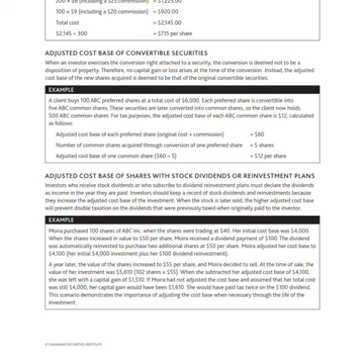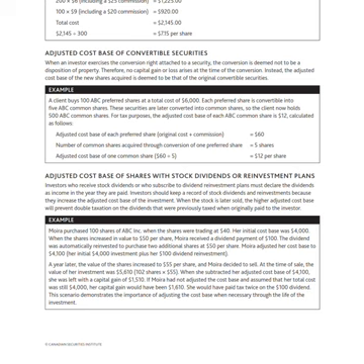Example: Moira purchased 100 shares of ABC Inc. when the shares were trading at $40. Her initial cost base was $4,000. When the shares increased in value to $50 per share, Moira received a dividend payment of $100. The dividend was automatically reinvested to purchase two additional shares at $50 per share. Moira adjusted her cost base to $4,100, her initial $4,000 investment plus her $100 dividend reinvestment.